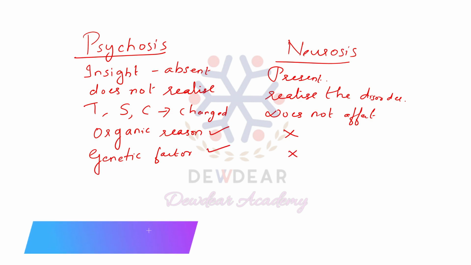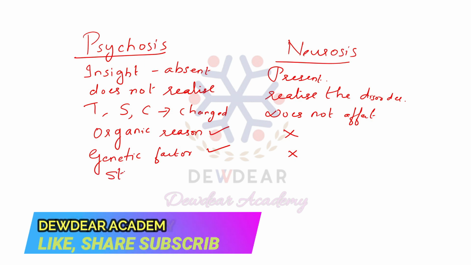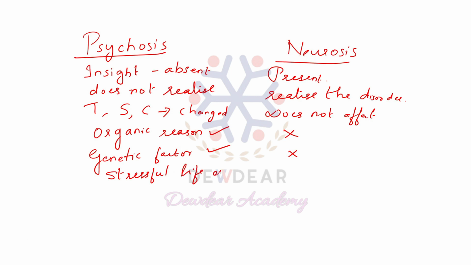Stressful life events are less important in psychosis, but they are more important in neurosis. And which one is easy to treat? Psychosis is difficult to treat, but neurosis is easy to treat. So that is some of the difference between neurosis and psychosis.